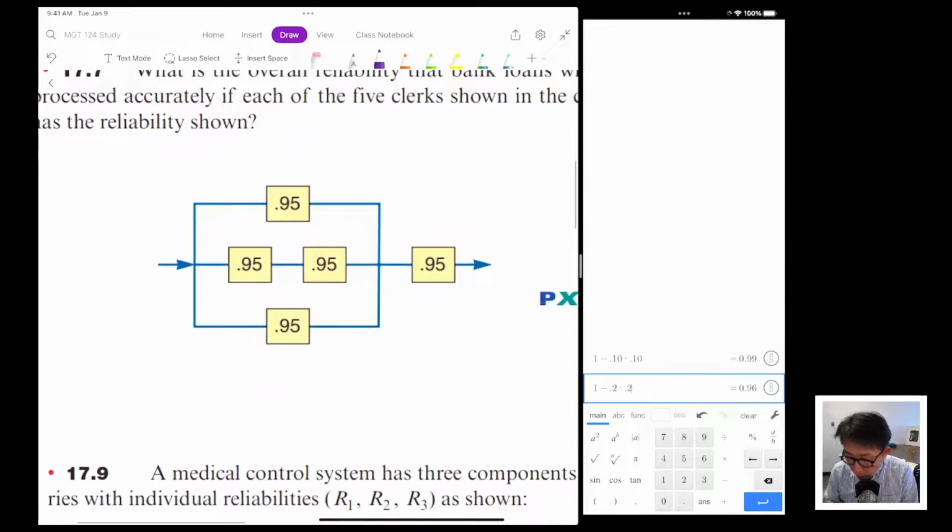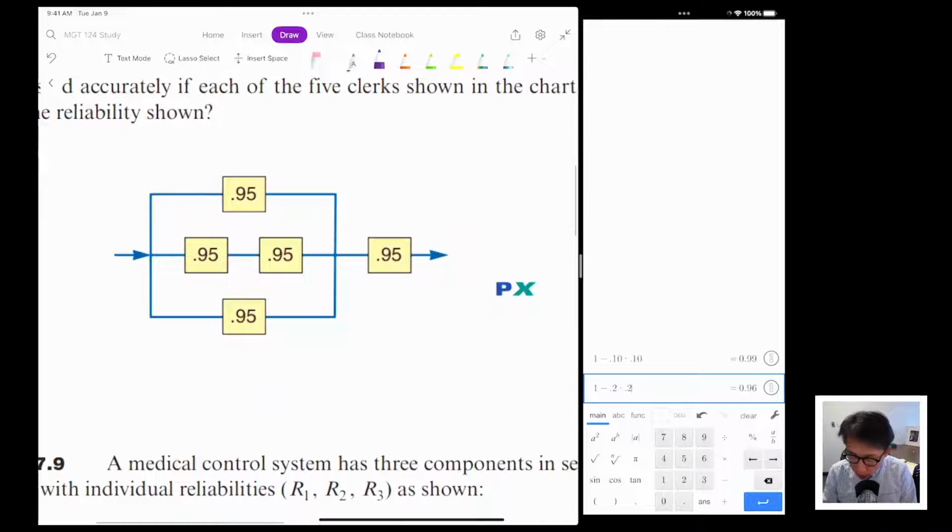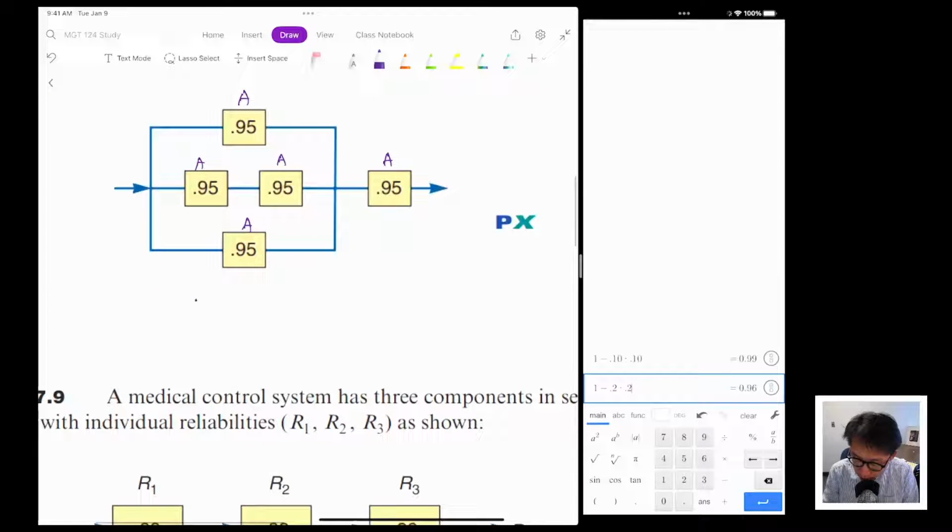Move to the next one. This one overall, to my view, looks like a series system. Let's say this is A, and this is also A. They all have the same probability here. So you're looking at the reliability of all four A's, and you multiply by the reliability of A here. This is the overall big picture of this design.